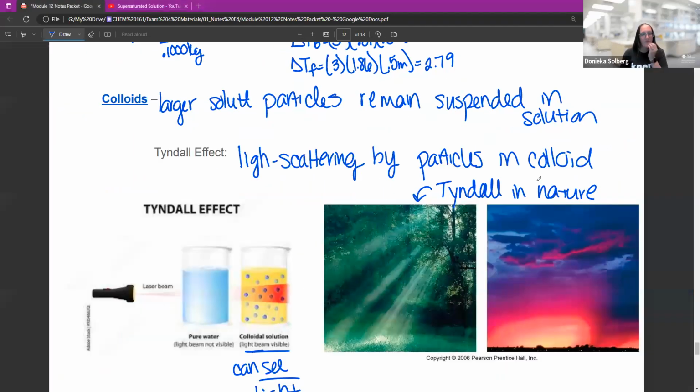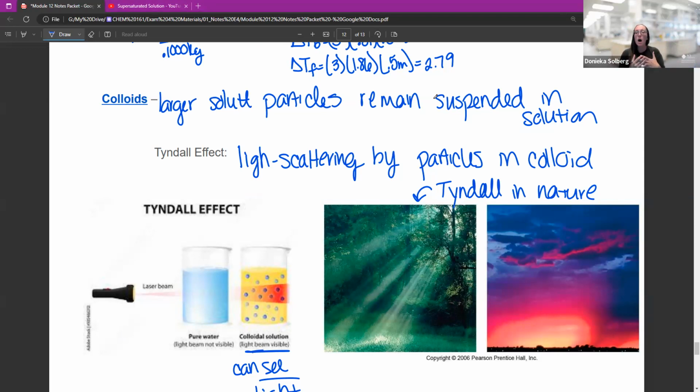All right, here we are, very last video of the semester. So I'm just going to talk about colloids. Colloids are types of solutions which have larger particles that remain suspended in solution. So I'm not talking about the solids separating onto the bottom, but they actually stay dissolved in the solution.